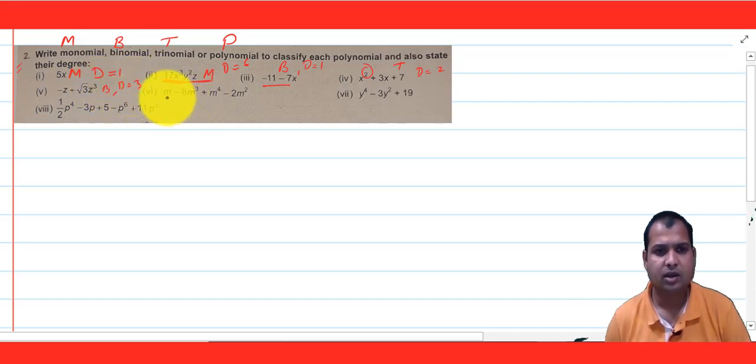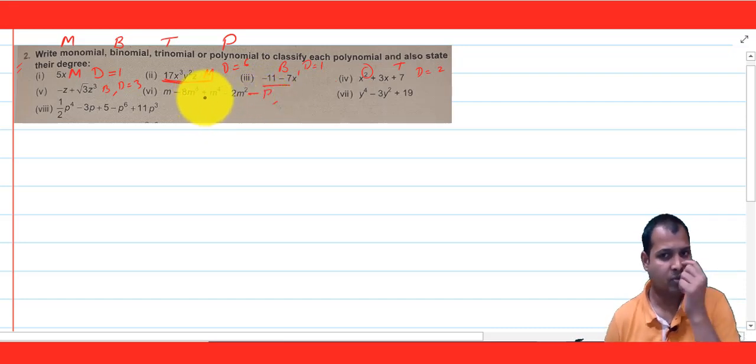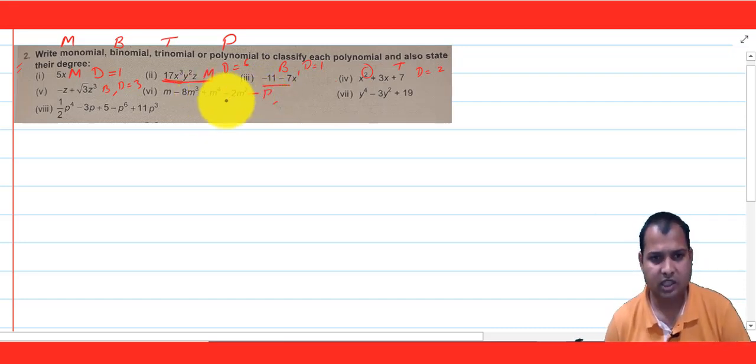Now see number 6, it has got how many terms? 4 terms, okay. So more than 3 terms, we call it polynomial. Now it is a polynomial in 1 variable, so we'll see the highest power. So highest power is 4, so here degree will be 4.